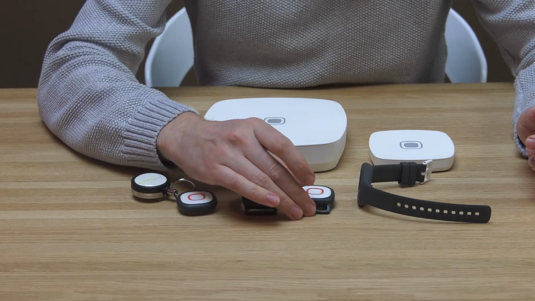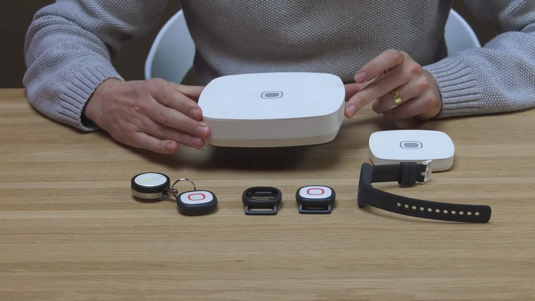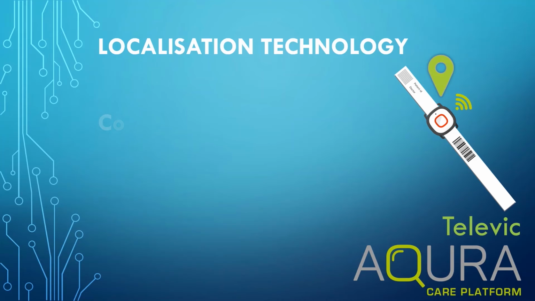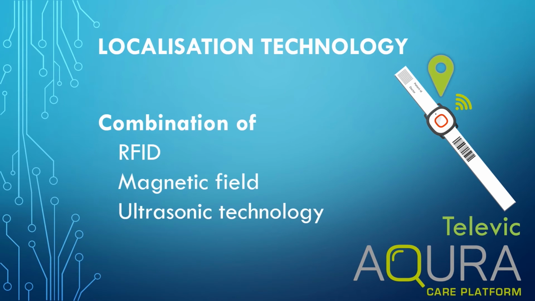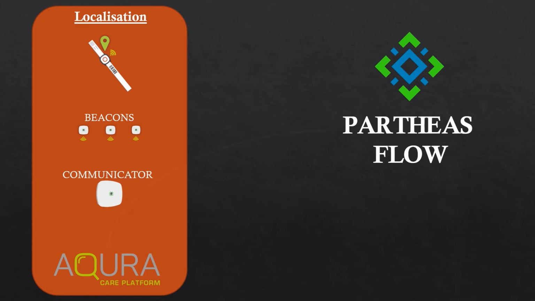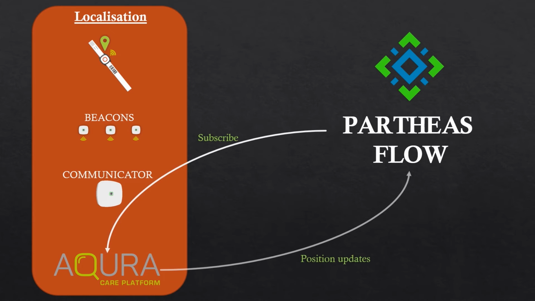These are the tags, and these are the readers which are being fixed to the ceiling or to walls in order to detect the different tags which move throughout the infrastructure. Once a tag is detected by one of those readers, the information is almost in real time sent to our application. So we use Televic hardware, which is based on the Acura platform of Televic Healthcare.